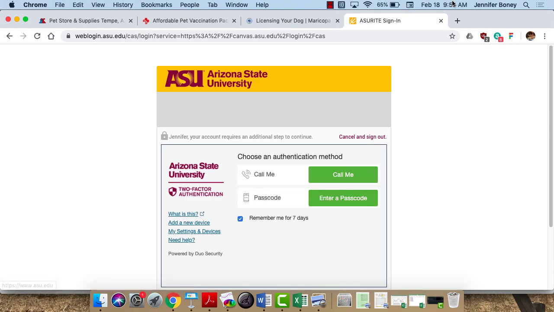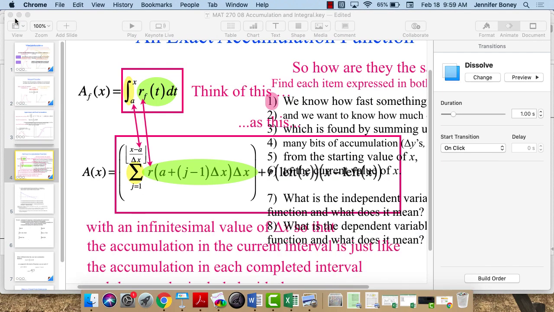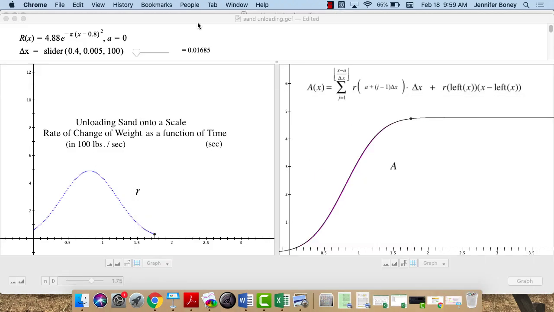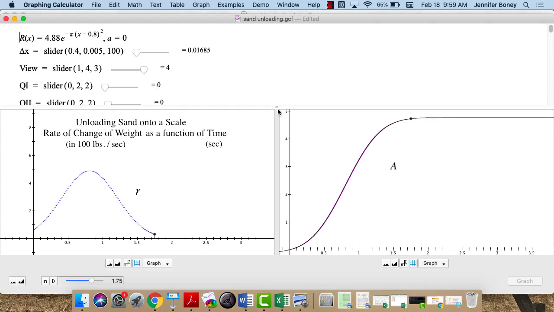Well, maybe I won't do it right now because I don't feel like trying to log in and having my cell phone help me out. But on Canvas, there's a link to a GC file that says use as you wish. It has the sum programmed in there, and it has a way for you to alter the delta x. It's kind of like what you see up at the top of this file.